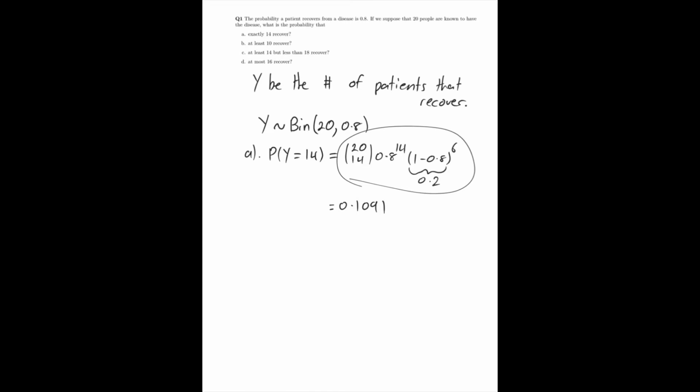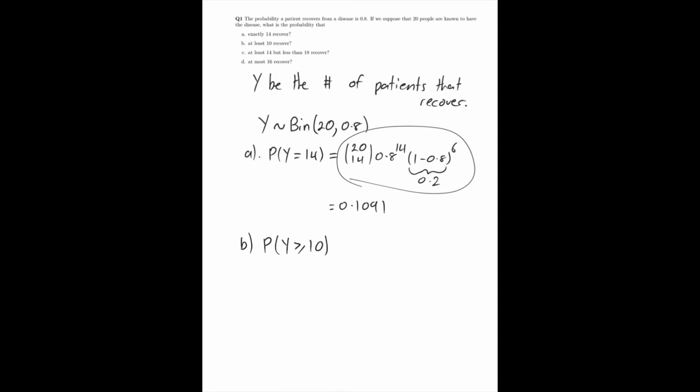Now part B is much the same idea. We have our same random variable Y, which is the number of patients that recover, but we now want to know what's the probability at least 10 recover. So at least means more than or equal to. So you want to find the probability that Y is greater than or equal to 10.